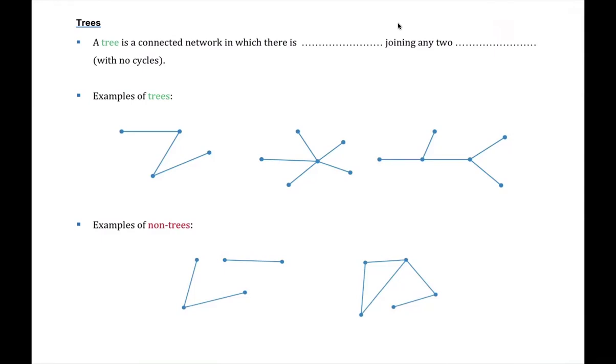Okay, so to start the video off, let's understand some terminology so that we're able to go and have a play. So a tree is a connected network in which there is an edge that joins any two vertices, okay, with no cycles. Now, I'll explain what a cycle is very shortly in a moment, because you might not have heard that word before. Now, some examples of trees.